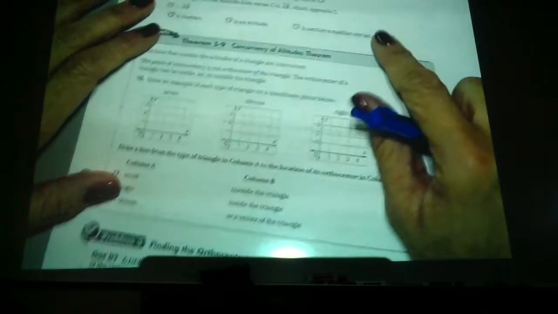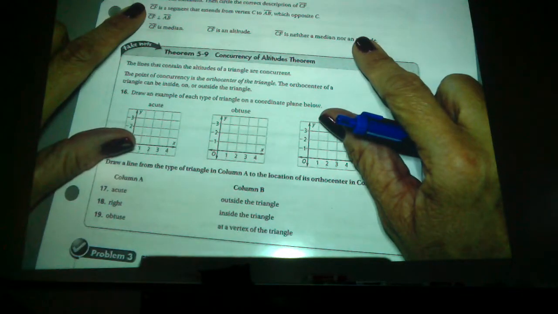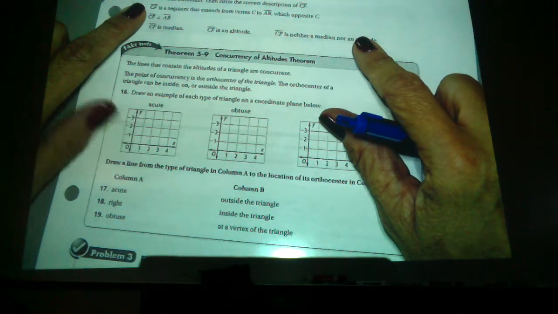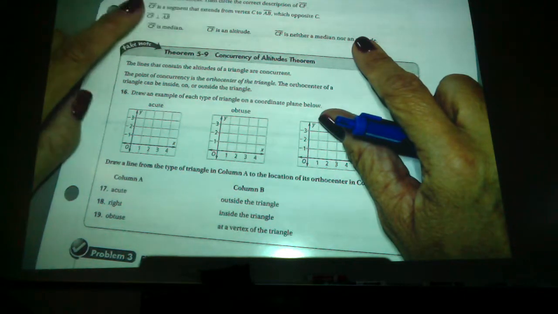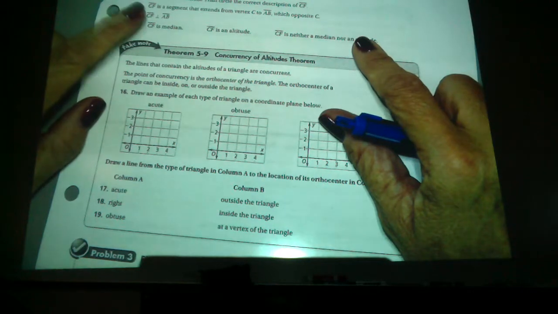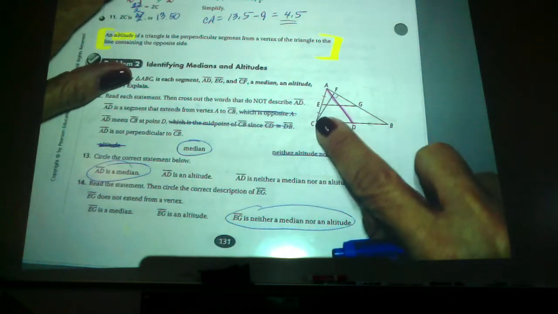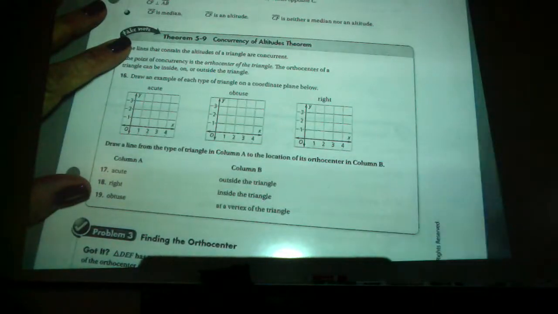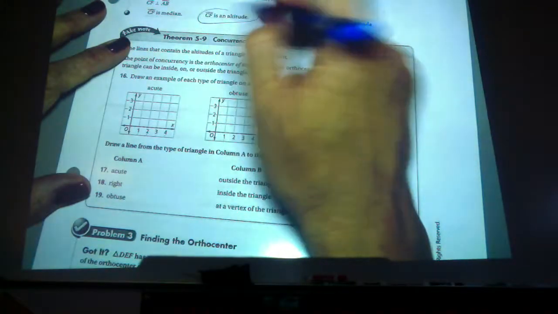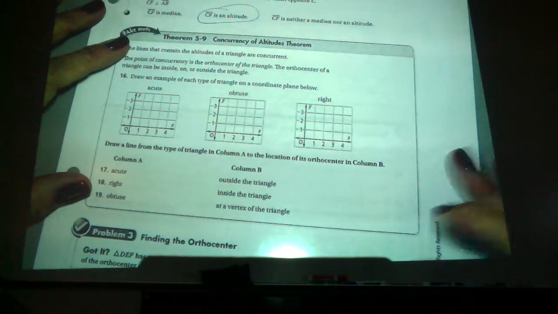So 15 says segment CF is a segment that extends from vertex C to side AB, which is opposite C. It also says that CF is perpendicular to AB. So we have a segment that extends from a vertex and is perpendicular to the opposite side. So CF is from here to here. Is that a median, an altitude, or neither? Altitude. It matches the true characteristics of an altitude.